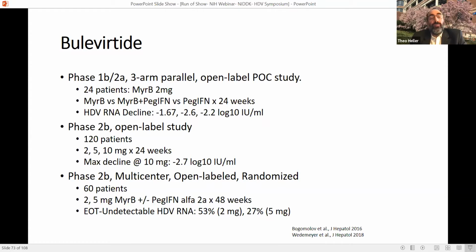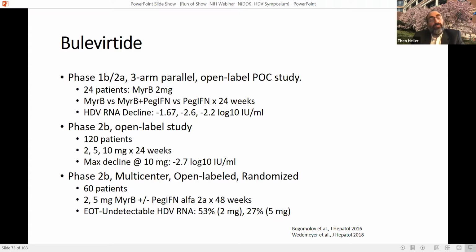In a follow-up phase 2b open label study in 120 patients with 3 different doses, the maximum decline was seen at the highest dose, 10 milligrams, at minus 2.7 logs. At the same time, there was a phase 2b multi-center open label randomized trial in 60 patients, where 2 and 5 milligrams of Myrcludex B was given with pegylated interferon for 48 weeks. And at the end of treatment, 53% of patients in the 2 milligram group had undetectable HDV RNA and 27% in the 5 milligram group.